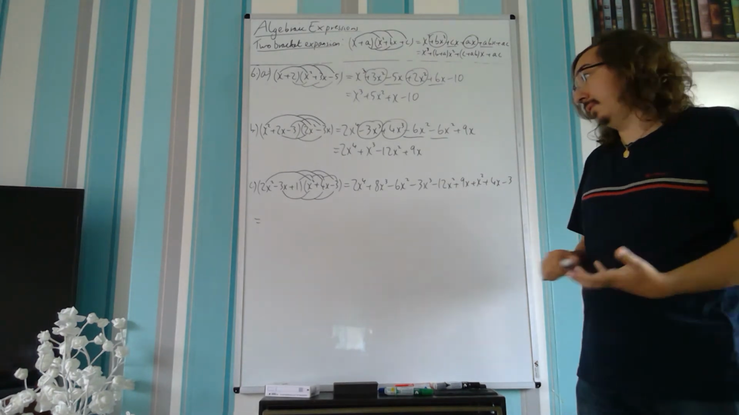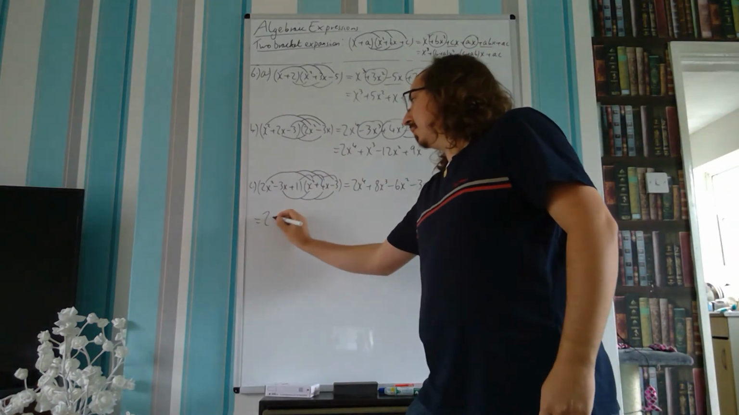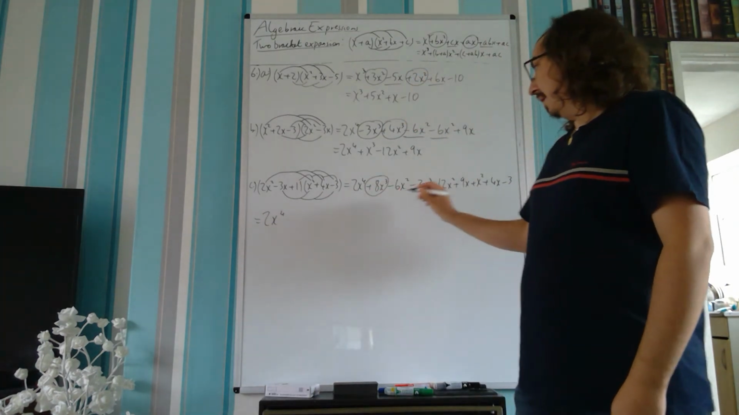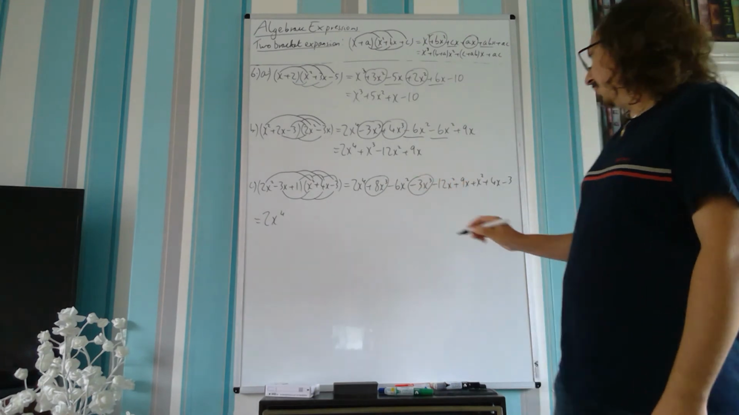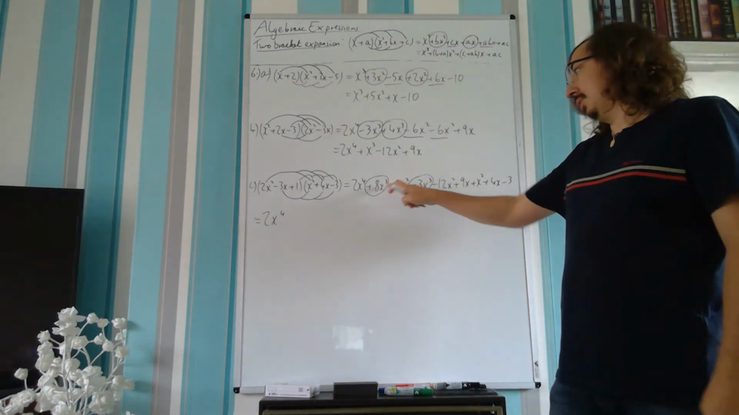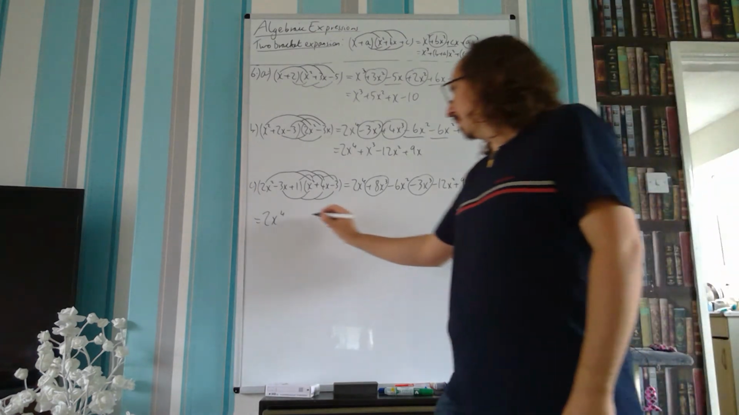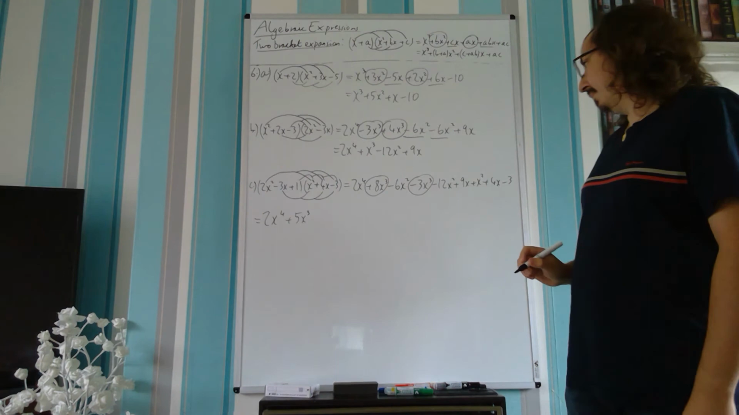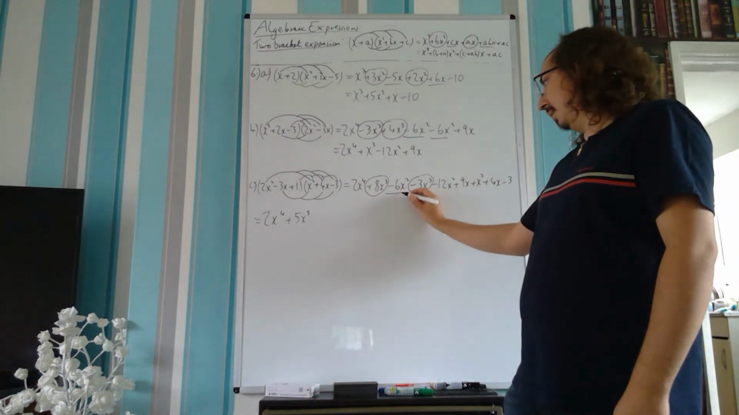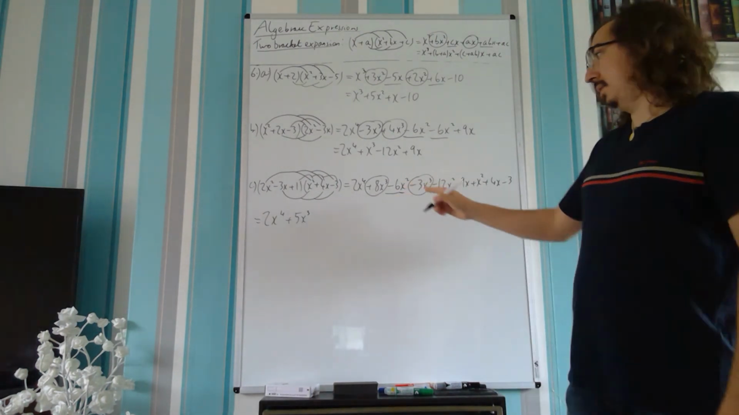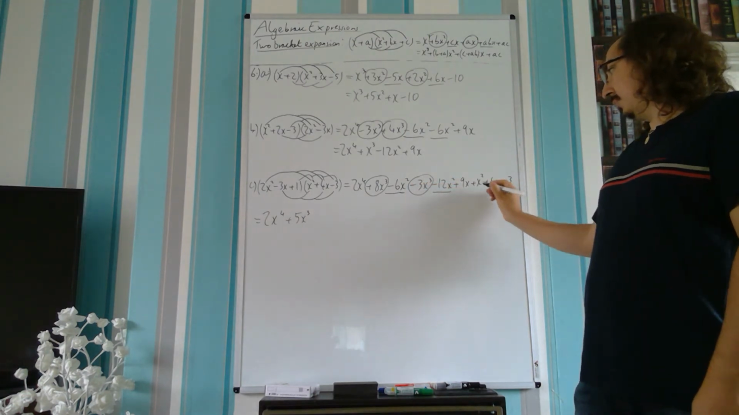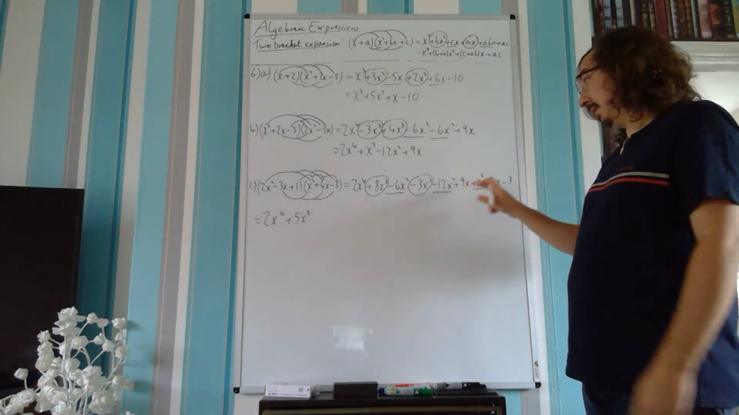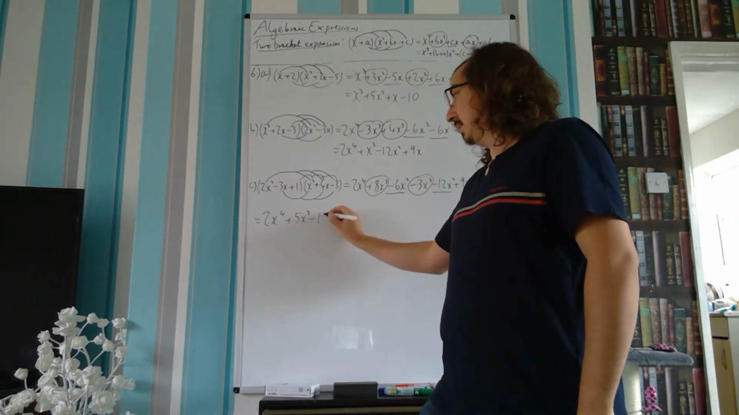Now we just need to simplify. So we have 2x to the 4. We then go and circle our next descending power, so our cubes, plus 8x cubed minus 3x cubed is plus 5x cubed. We then have our x squared terms. So minus 6x squared minus 12x squared plus 1x squared. So minus 18 plus 1 is minus 17x squared.